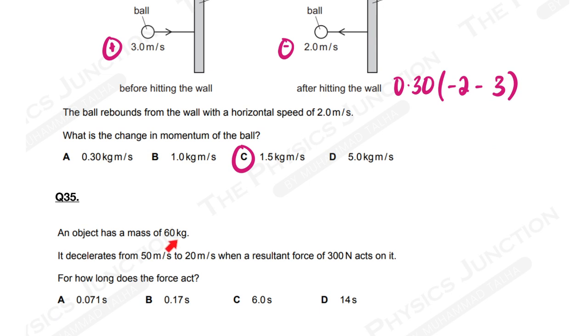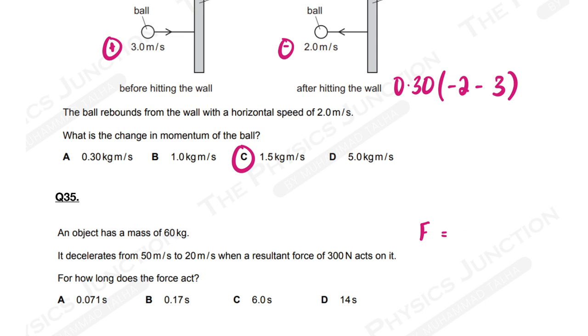An object has a mass of 60 kg, decelerates from 50 to 20 when a resultant force of 300 Newton acts. For how long does the force act? A lot of people ask me this question: can we do this using F equals ma? The answer is yes, you can do it and you would still get the same answer.